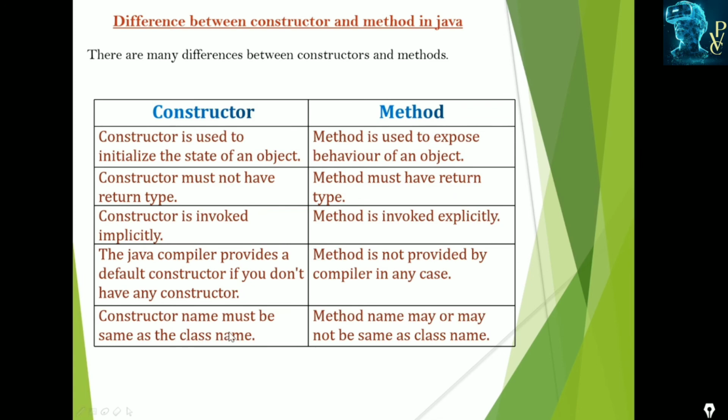Constructor name must be the same as the class name. Method name may or may not be the same as the class name. These are the differences between the constructor and method. Constructor is the same as a method, but we call it a special method because the constructor's name is the same as the class name, but a method's name may or may not be the same as the class name.